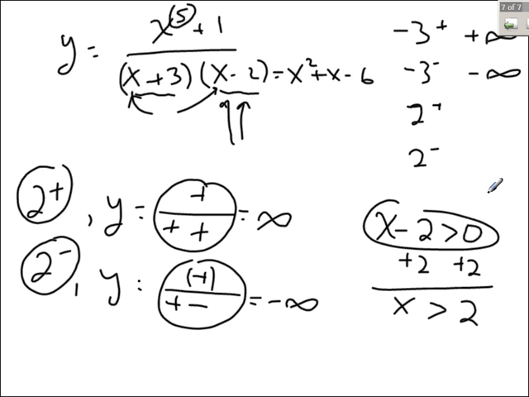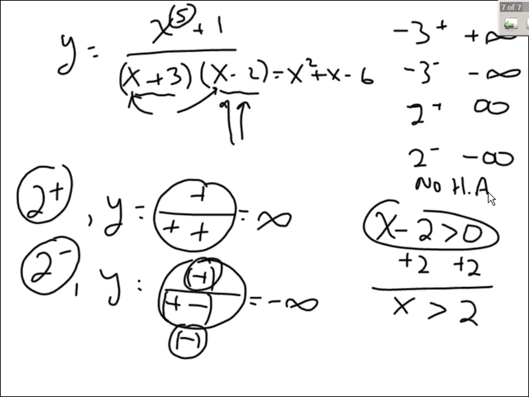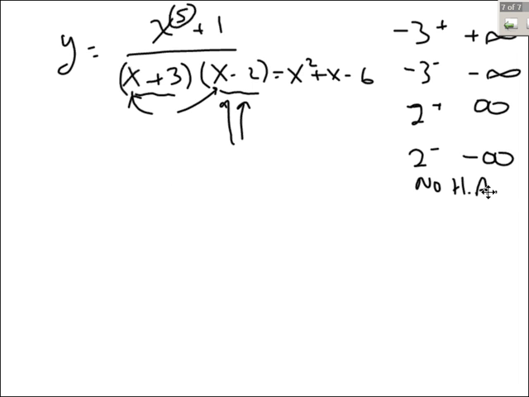The numerator is positive. A positive times a negative is a negative. Positive over negative is negative. Okay, more than 2, we're at infinity. Less than 2, we're at negative infinity. And we have no horizontal asymptote. That is, when x is very large, the graph goes to positive infinity or negative infinity. And when I say large, I mean positive large as well as negatively large.